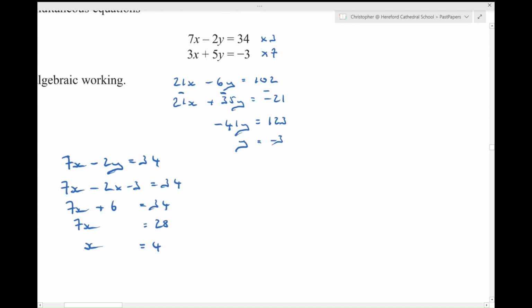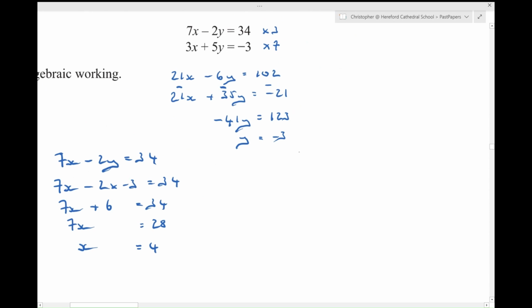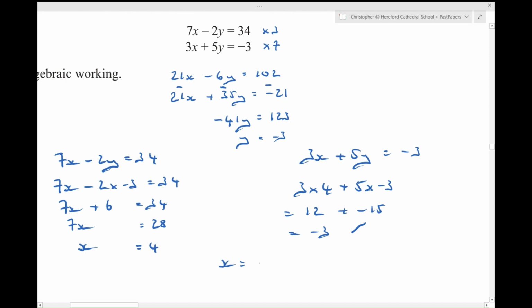Now let's check that answer using equation 2. So equation 2 tells me that 3x plus 5y is supposed to equal minus 3. Let's put in our value of x and put in our value of y and see if that does equal minus 3. And lo and behold, it does. So I've got the answer correct, and I can write x equals 4 and y equals minus 3.